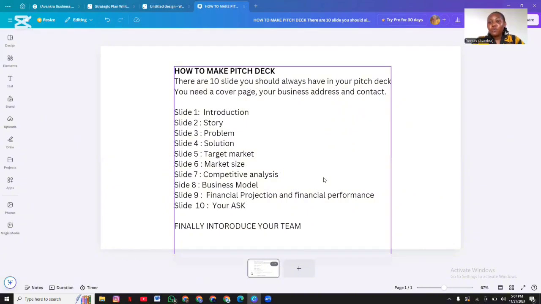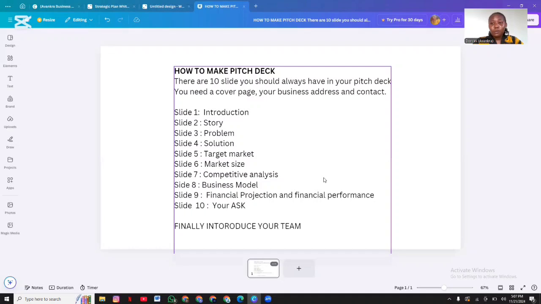You should know your financial projection. How much are you going to make in the next 5 years? That's your financial projection. Your financial performance, you should know how much you've already made in previous years. Like the year you started, you analyze and write in detail how you started your business, the amount you started with, the profits you made from it, like that.